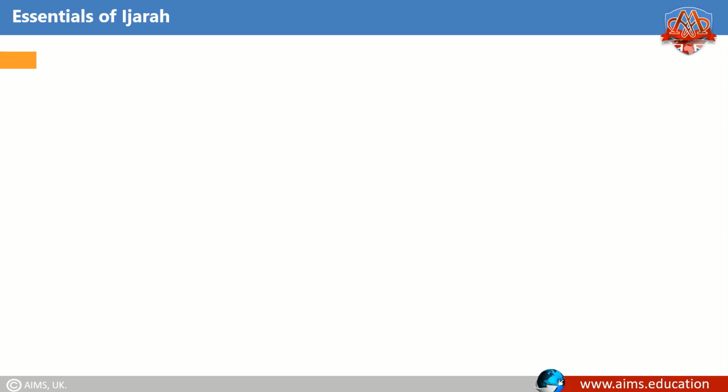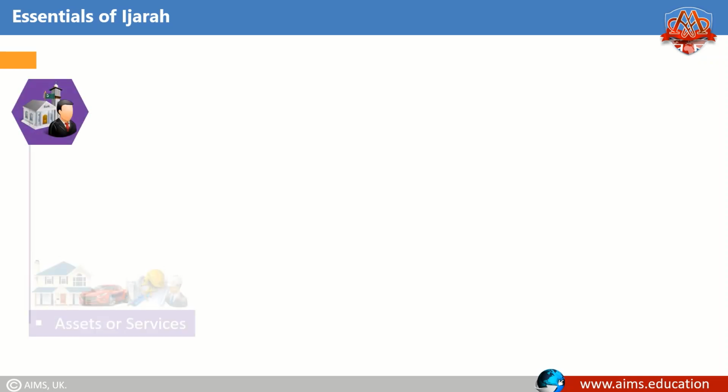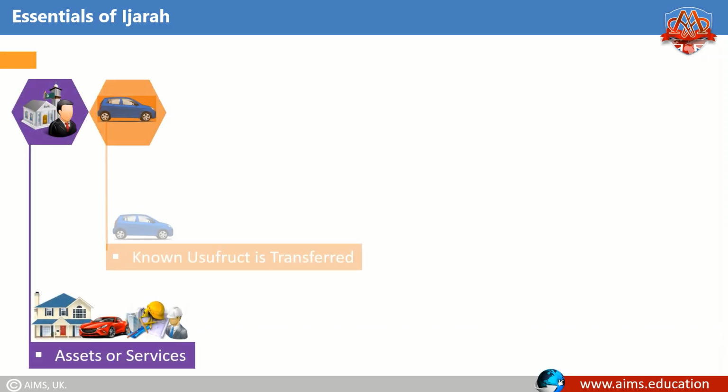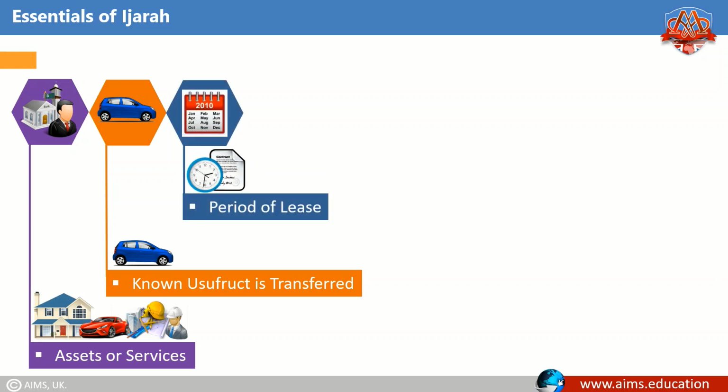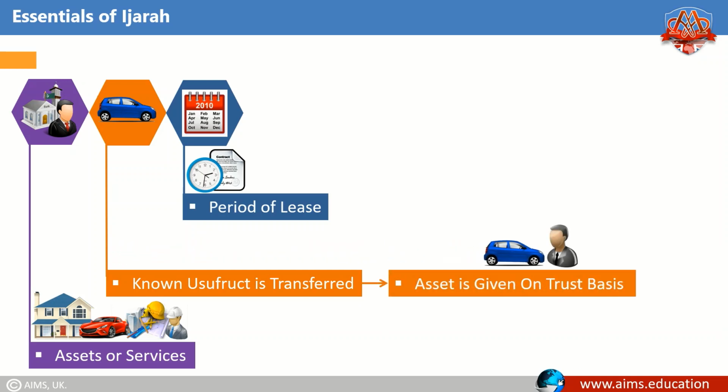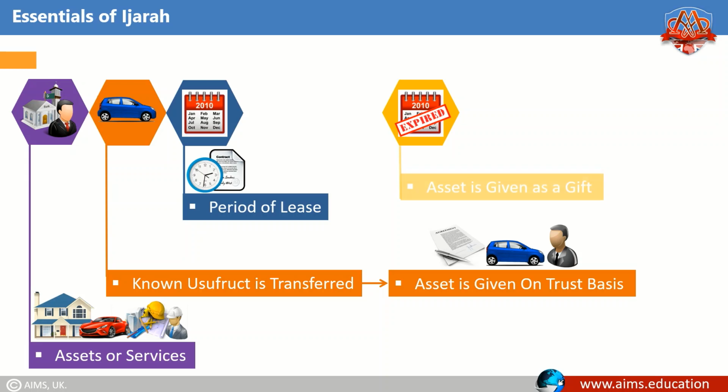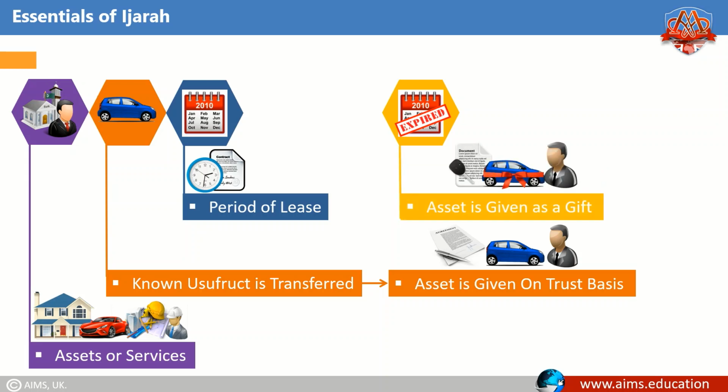Essentials of Ijarah. Lessor provides the asset or services against rental. Known usufruct is transferred. Period of lease must be clearly specified at the time of contract. Asset is given to the lessee on a trust basis, so it must be used only for the purpose specified in the agreement. After the lease period expires, the lessor may give the asset to the lessee as a gift or can sell it by his free will.